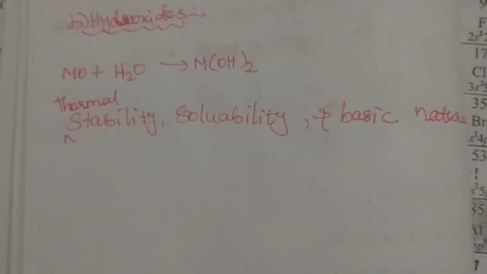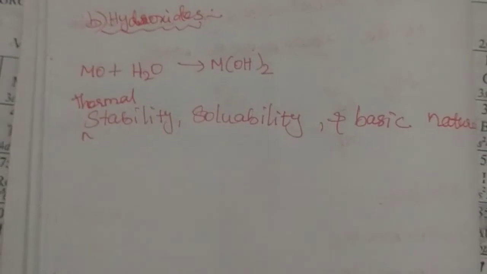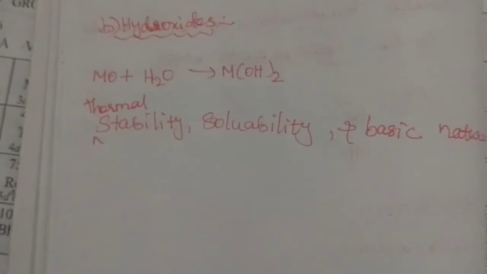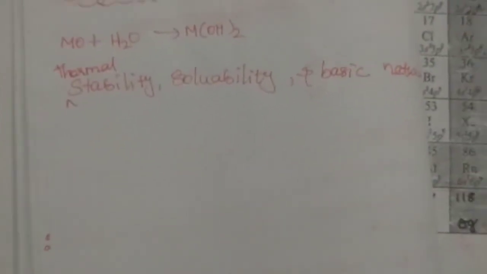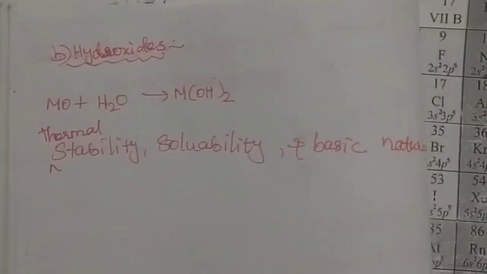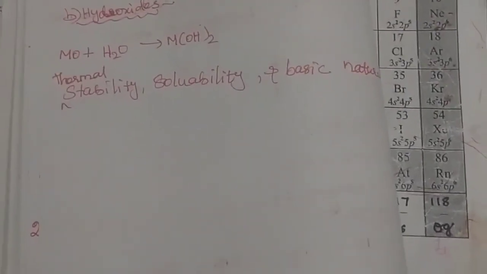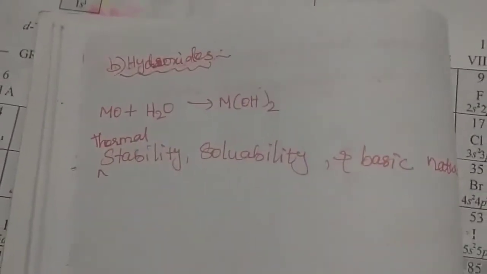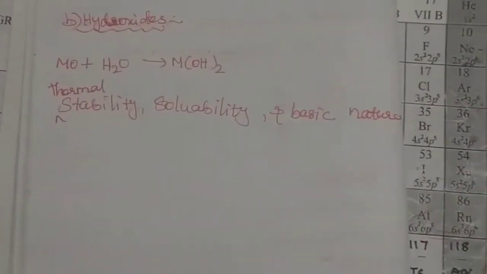These alkaline earth metal hydroxides are less basic, and they are less stable than alkali metal hydroxides. So when comparing the alkali metal hydroxide compounds with the alkaline earth metal hydroxide compounds, the alkaline earth metal hydroxides are less basic and less stable than alkali metal hydroxides.